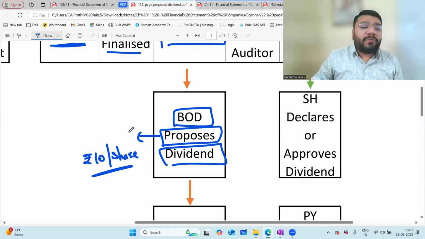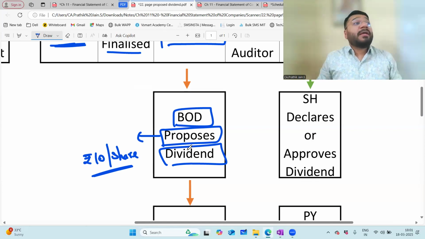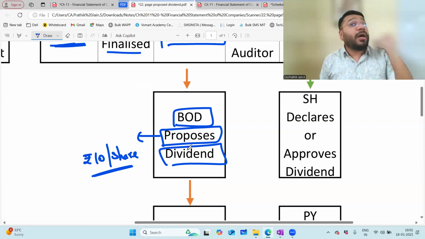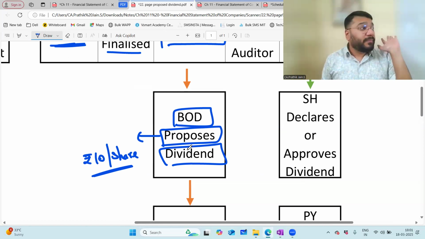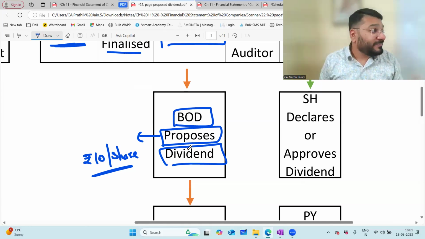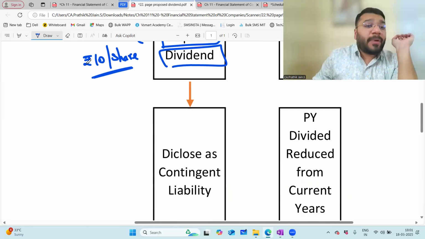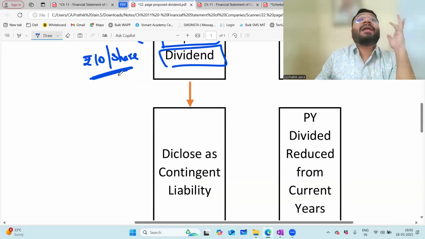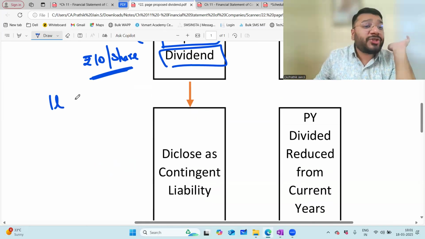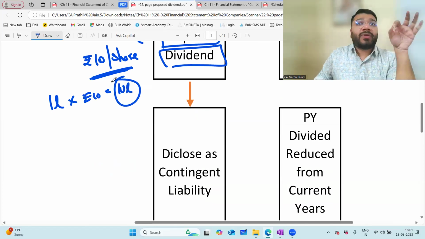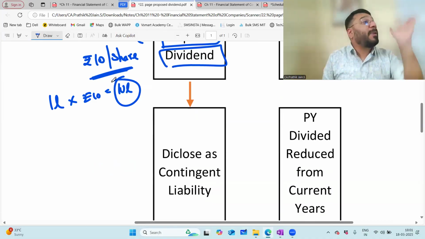Now, the board of directors has proposed the dividend. It means the Companies Act has not given the board the authority to approve it. Unless the dividend is approved, unless the dividend is declared, I cannot record the dividend payable entry. I cannot record the dividend payable entry. So now, in this case, the dividend being proposed is 10 rupees per share. Let's say there are 1 lakh shares. So 1 lakh shares into 10 rupees per share dividend means how much? 10 lakh rupees, no? So in the board of directors meeting, this 10 lakh rupees dividend is proposed.